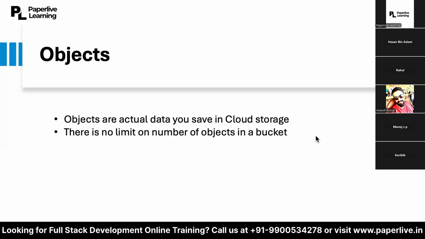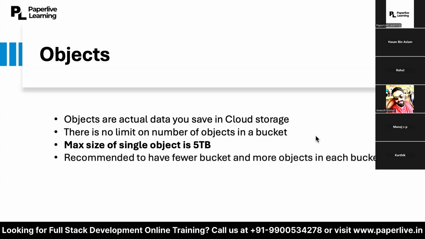There is no limit on the number of objects in a bucket. The maximum size of a single object is 5 terabytes. Anyway, this can be changed also, so don't go with the number. That is the maximum size of a single object, not for the entire storage. One file can go up to 5 terabytes. It is recommended to have fewer buckets and more objects in each bucket. It's just a recommendation; it depends on your application.